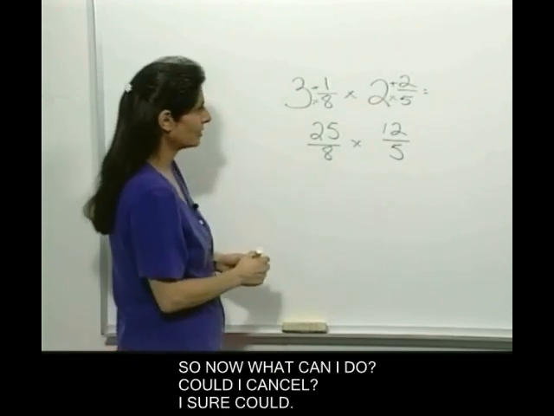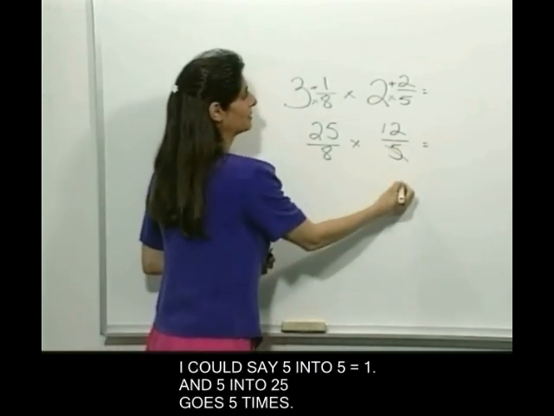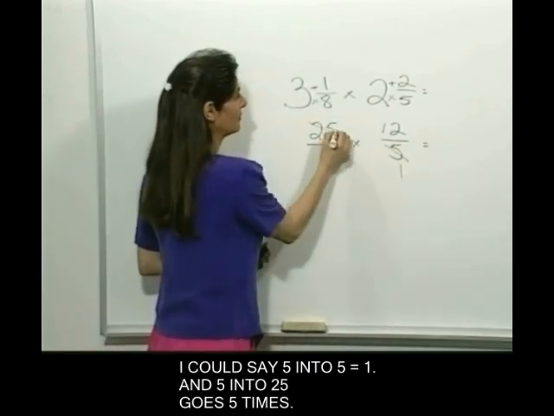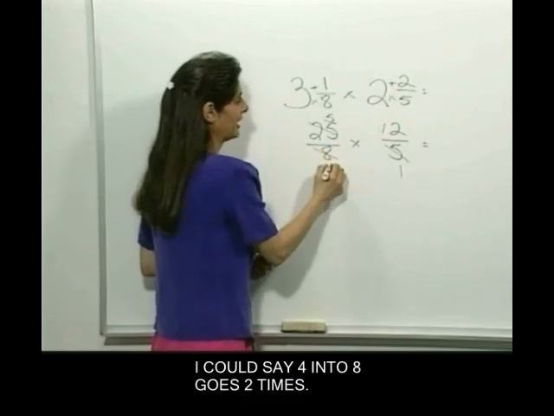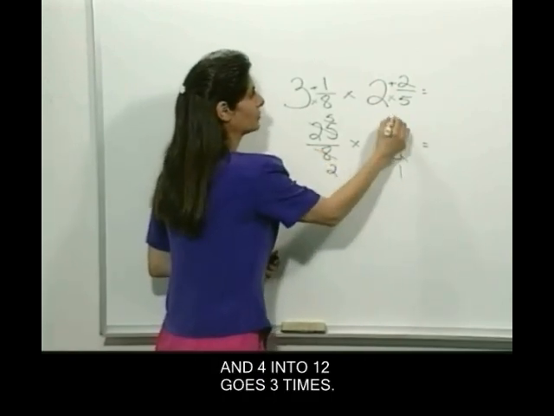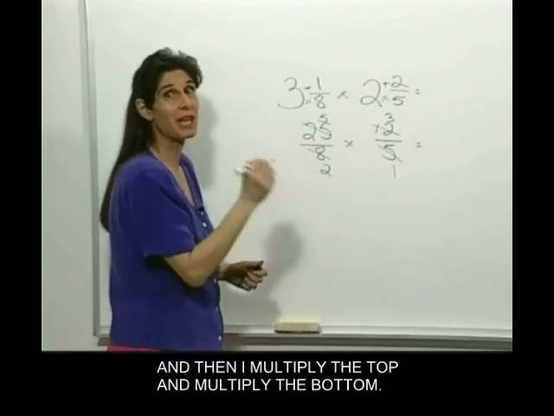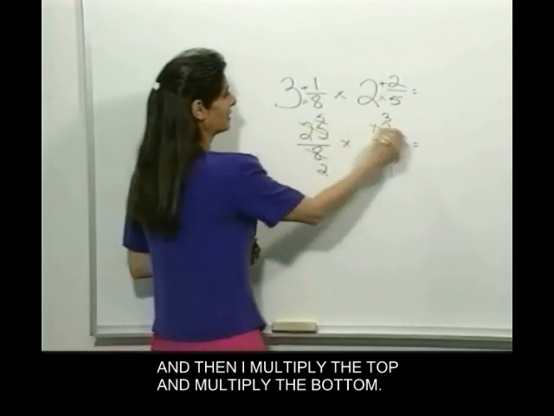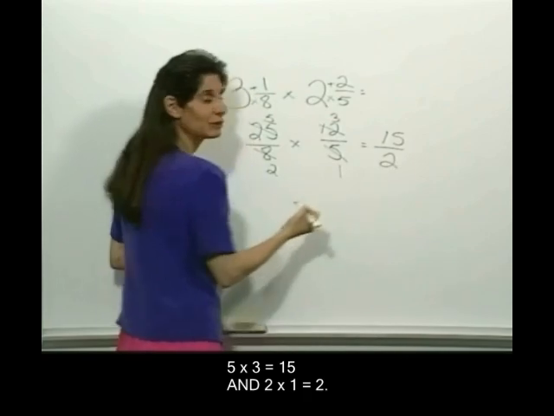So now, what can I do? Could I cancel? I sure could. I could say 5 into 5 is once, and 5 into 25 goes 5 times. I could say 4 into 8 goes 2 times, and 4 into 12 goes 3 times. And then I multiply the top and multiply the bottom. 5 times 3 is 15, and 2 times 1 is 2.